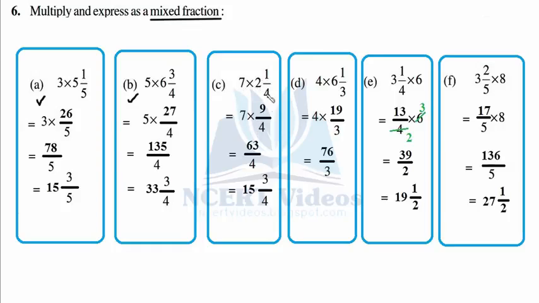C part, 7 we keep as it is. Now 4 times 2 is 8 plus 1, 9 over 4. Multiplication, 7 times 9 is 63 over 4. 15 fours are 60 and 3 is the remainder. So you write 15 and 3 by 4 as your mixed fraction for question number C.